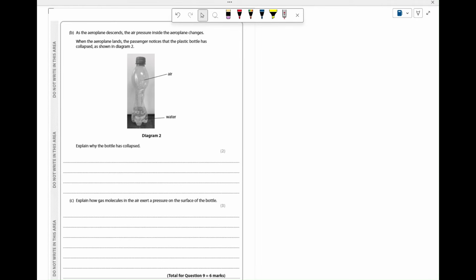In fact, this is the question. So the air pressure increases, and I mean the air pressure. Yeah, so the pressure increases. This means there's more force on the outside of the bottle. So that force is going to press it in, as you can see there.